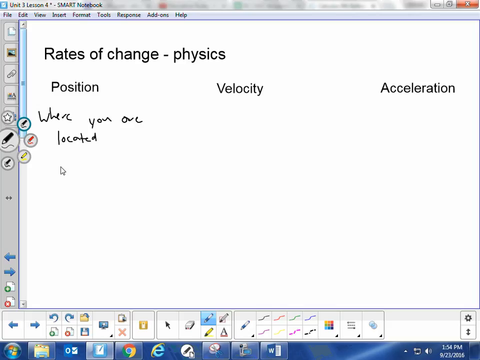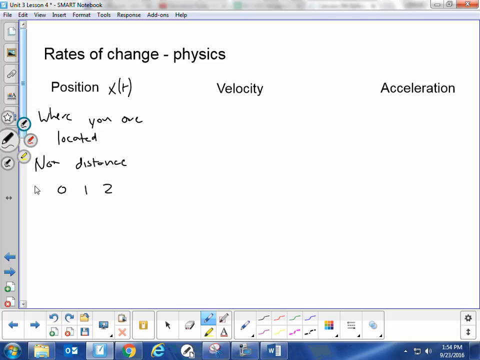Okay? It is a meter mark. We usually use x of t as our position function. Okay? It is not a distance.